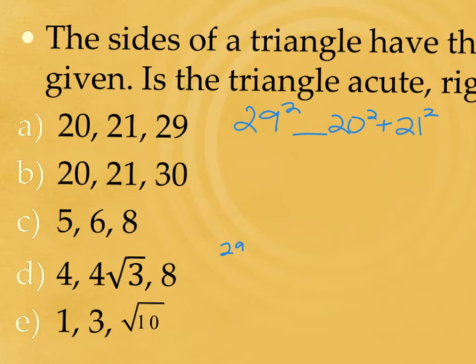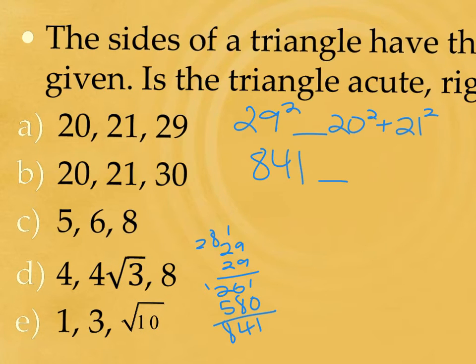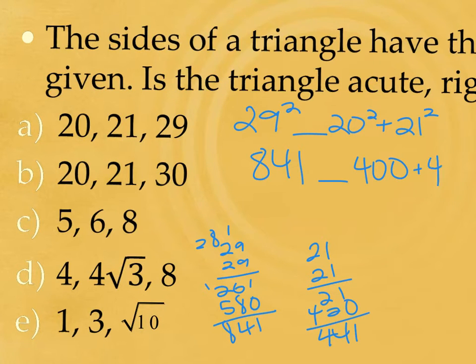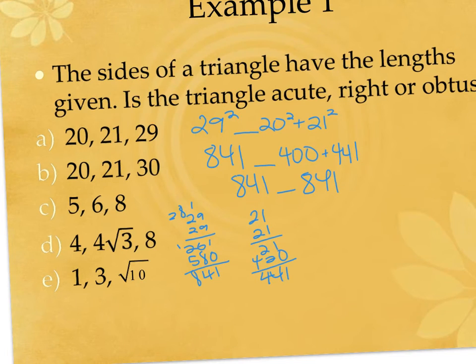So 29 times 29 is 841. 20 squared is 400. 21 times 21 is 441. So 841 has what relationship to 841? It's equal, and if it's equal, this is a right triangle.